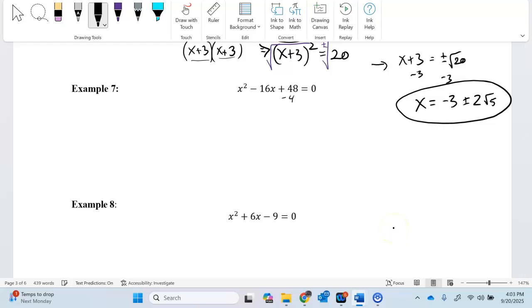Get rid of the 48. Don't like that. He's messing us up. Subtract it from both sides. That leaves me with x squared minus 16x equals negative 48. And then I complete the square. Take half of 16 and square it. So half of 16 is 8. 8 squared is 64. So I'm going to add 64 to both sides.